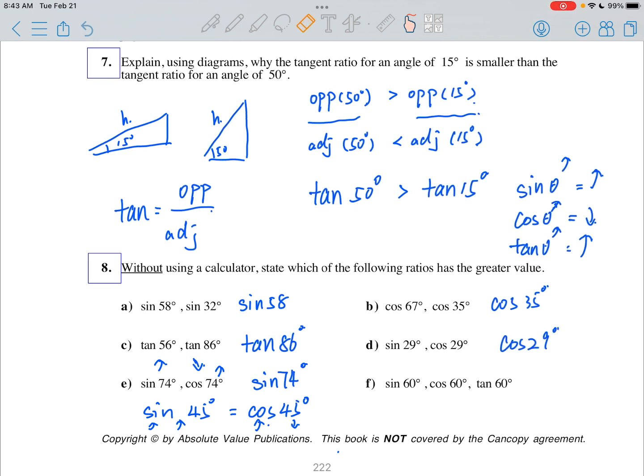And for the last one, F, sine 60, cosine 60, and tangent 60, which has the greater value? For sine and cosine, they are always between 0 and 1. And tangent 60 is larger than 1 because tangent 45 equals 1, and 60 degrees is larger than 45 degrees. And of course, tangent 60 is larger than 1. So tangent 60 has the greater value.